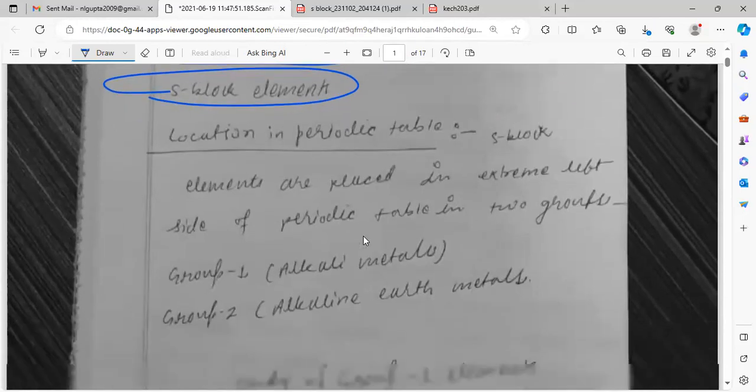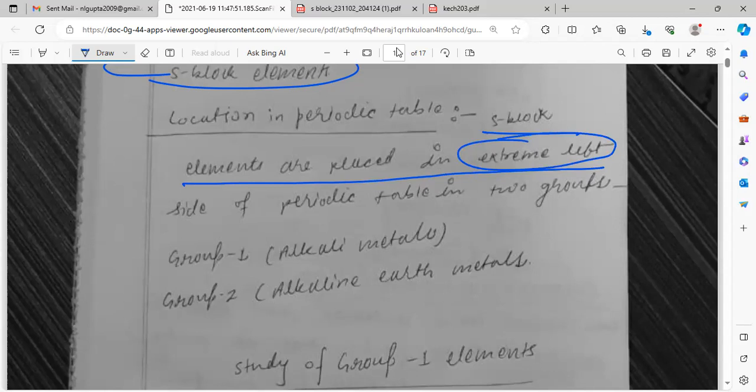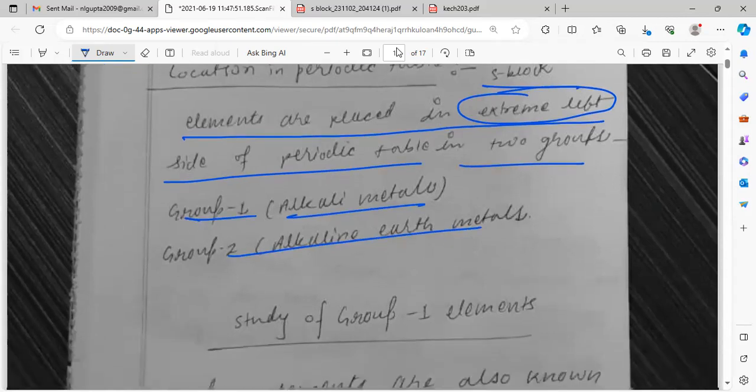Where are these elements located in the periodic table? The s block elements are group 1 and group 2, on the extreme left side of the periodic table. Group 1 is the alkali metals and group 2 is the alkaline earth metals. You know this portion very well.